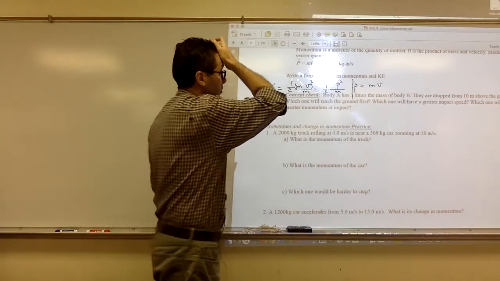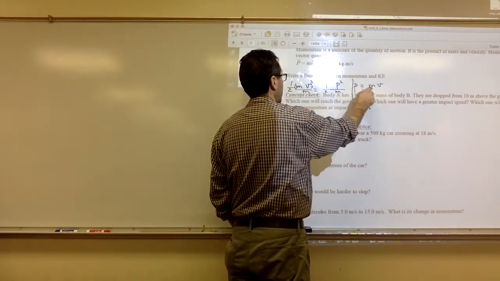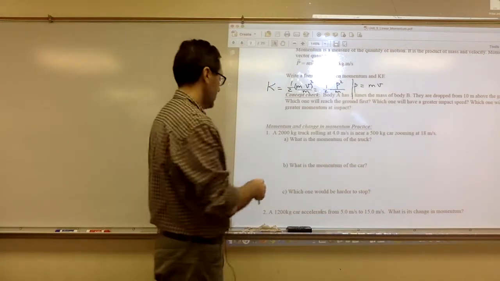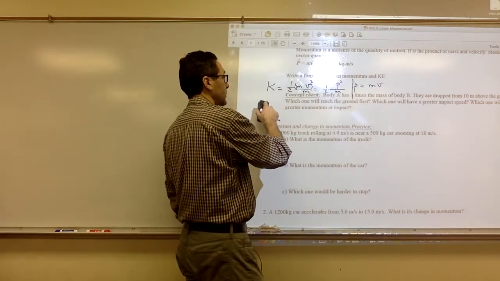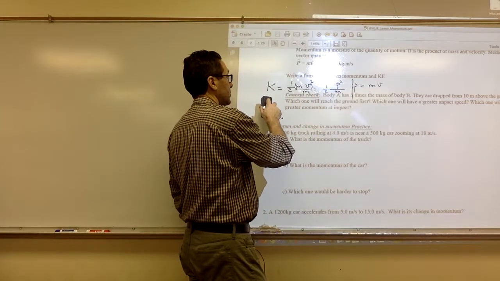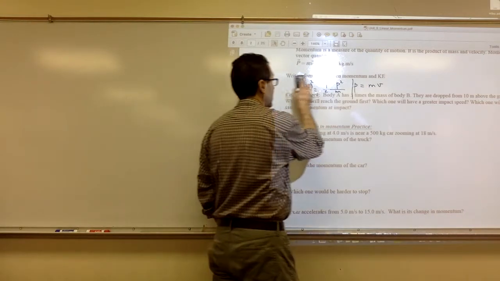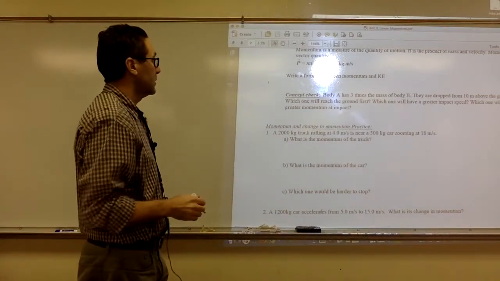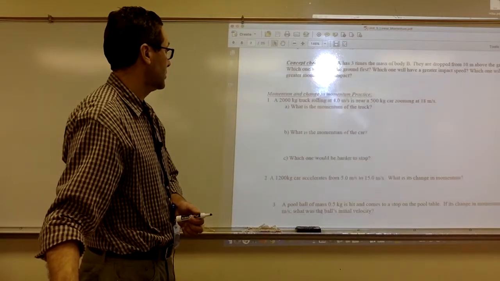Another way you could do this is you isolate the v in the p equals mv formula, substitute it into the kinetic energy formula, and you should get the same answer. That's going to be an important formula to remember. It's not in your formula sheet, so you have to either come up with it or memorize it. The concept check we'll leave for class. All right, so let's look at some of these problems here.